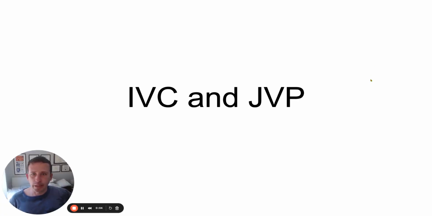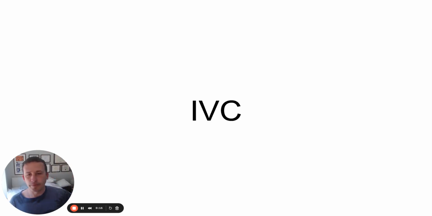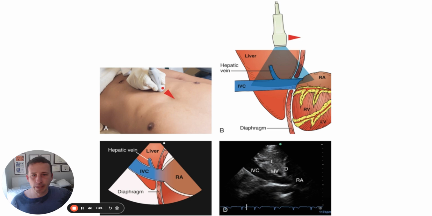IVC and JVP, finger trap bros. So you got one vessel up top, one vessel on the bottom, and the heart in the middle. More specifically, the right atrium in the middle. And we're going to use these two vessels as proxies for volume assessments.